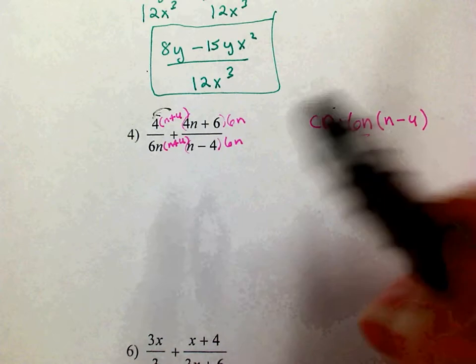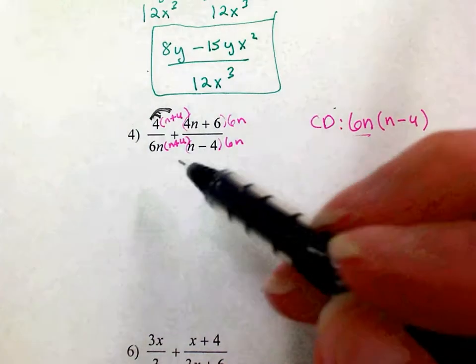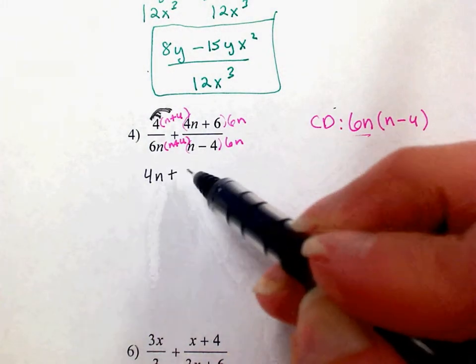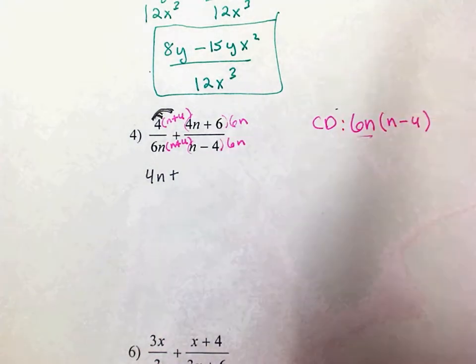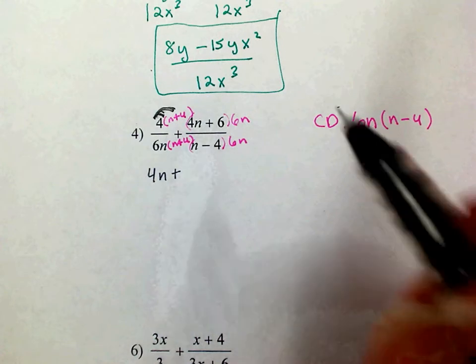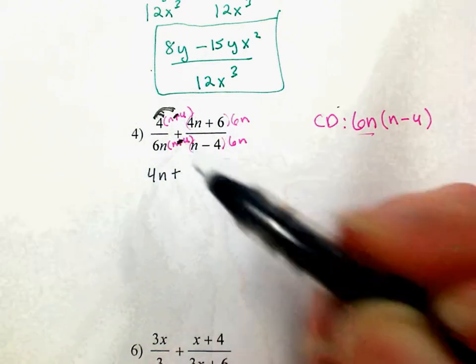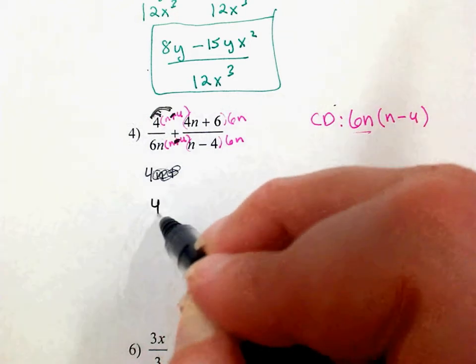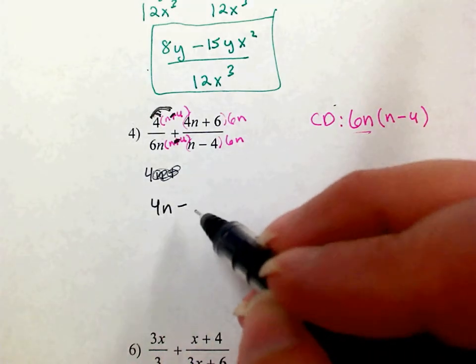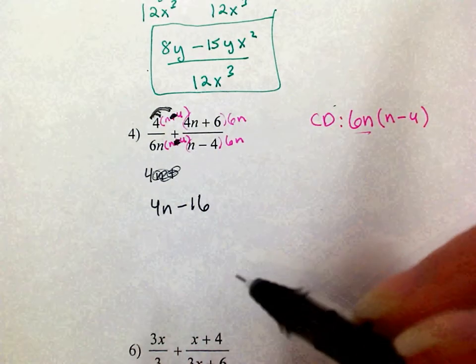So 4 times n plus 4 is what? 4n plus... Oh, I don't know. It should be minus, shouldn't it? Okay, guys, I don't know why I'm saying n plus 4. That needs to be n minus 4. Okay. So I've got 4n minus what? Minus 16. That's a minus sign. Okay, and then I've got plus.